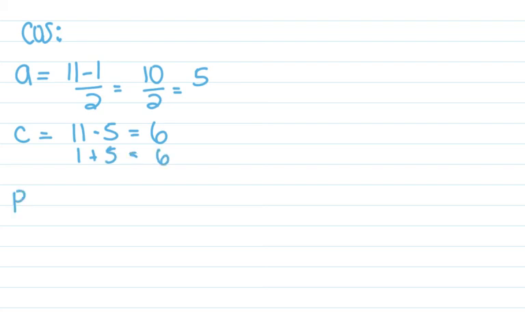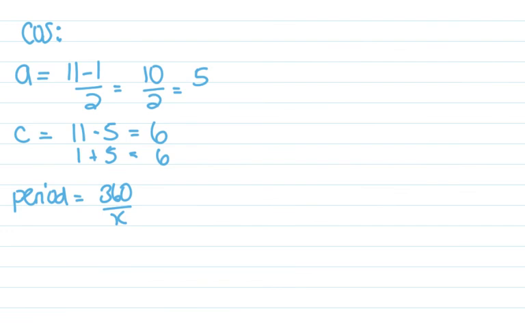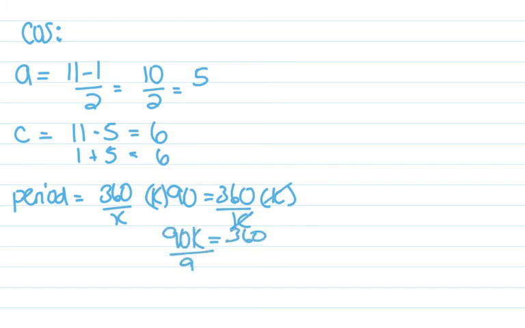The period equals 360 divided by k. We need to find k. How long does this take to do one complete cycle? So we start at 10 and we end at 100 again, and that's one cycle, so that's a total of 90. So 90 equals 360 divided by k. We can solve for k by multiplying both sides by k. These ones cancel out. Now we have 90k equals 360, divide both sides by 90, k equals 4.